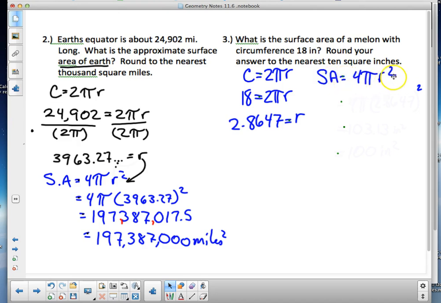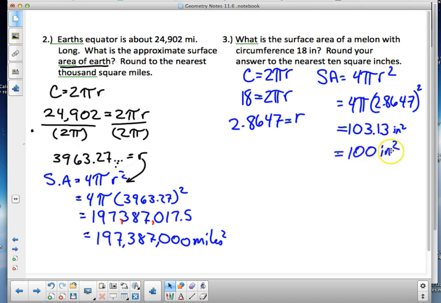Surface area is 4 pi r squared. So r is 2.8647. I plop that in, I square it, and I get my answer for surface area is 103.13. Now I'm supposed to round this to the nearest 10 square inches. Well, the nearest 10 is 100 inches squared. So that's my answer for this problem in number 3.